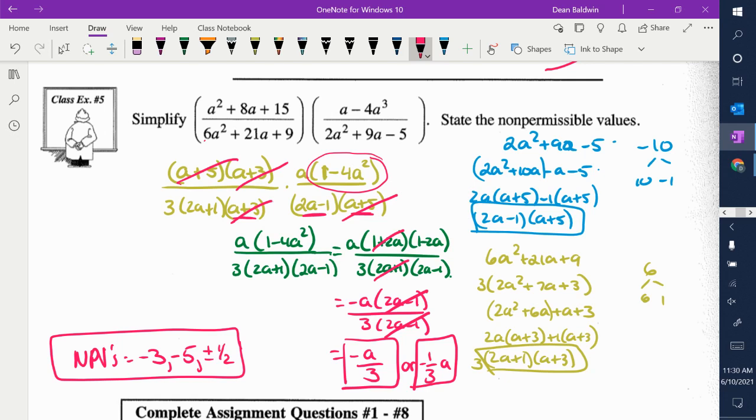I would like you to do question number 4A and B, and that's it. The second one will be more like that. The first A is pretty straightforward.